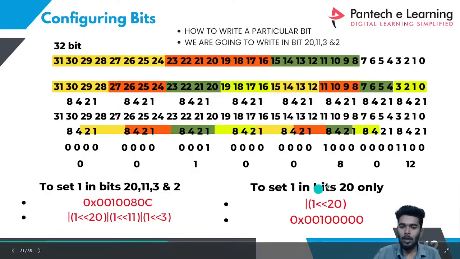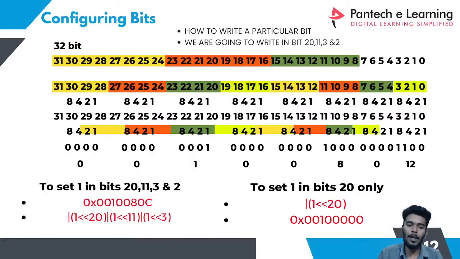Okay. So if you consider that we have to set only the bit 20, we can use two ways. One is by giving the hexadecimal value, and the other is by using a left shift operator. I prefer using a left shift operator because it will not disturb the other bits.